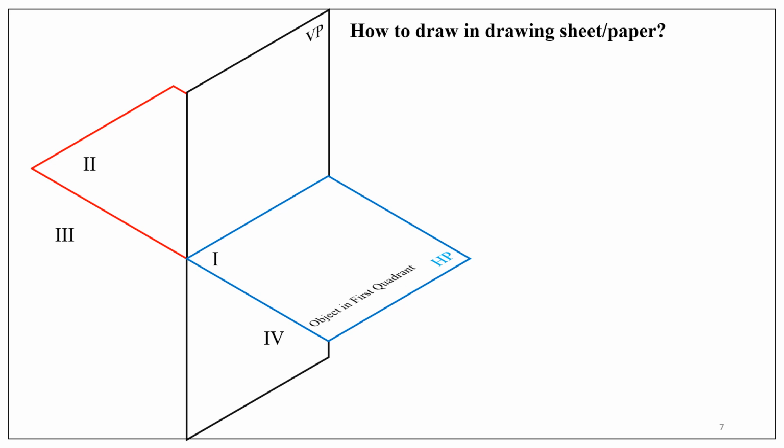The question now is how to draw the front view and top view in a drawing sheet or simply a paper. So we have the two mutually perpendicular planes of projection. The object is here. By looking from the front, we obtain the front view in the vertical plane and obtain the top view on the horizontal plane by looking from the top.